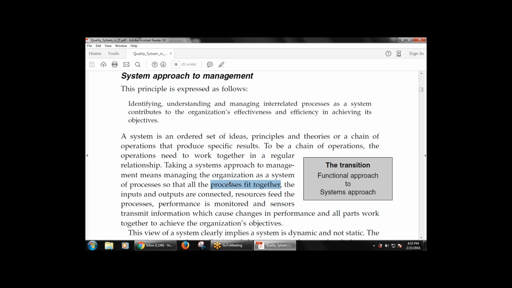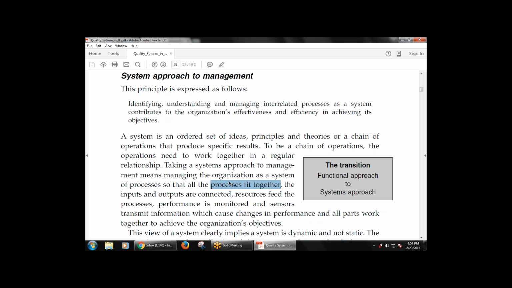So manage the organization as a group of processes so that the processes fit together and input and output are connected, resources feed the processes, performance is monitored and sensed, and information is transmitted which causes changes in the performance. So whatever the changes, whatever the criteria that change the requirement, that transmit the information, that means there is a change in the performance and all parts work together to achieve the organization's objective.